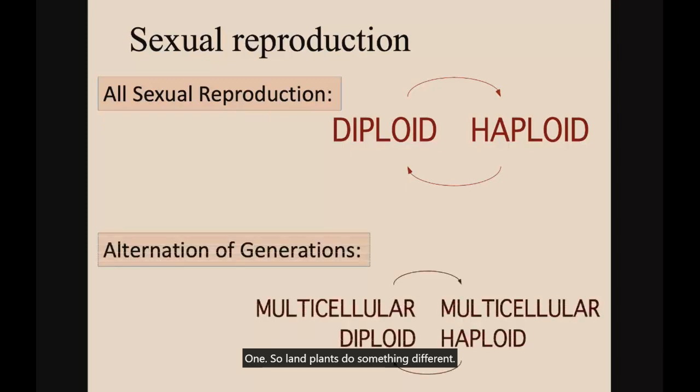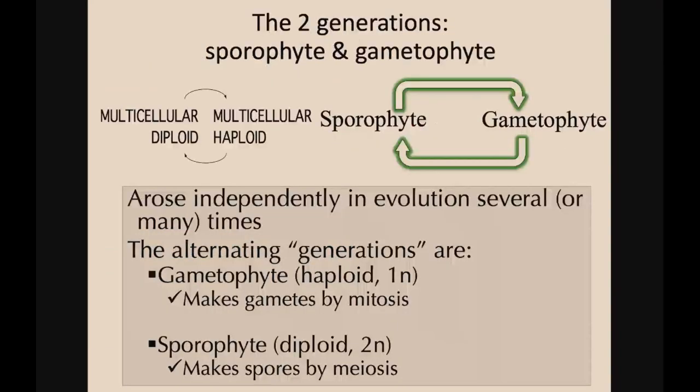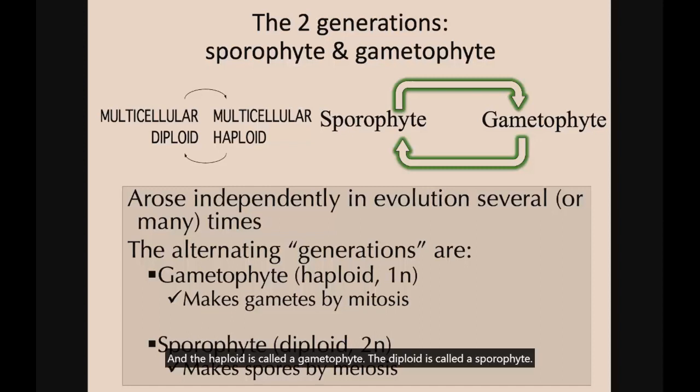So land plants do something different. Land plants have both the diploid and haploid phases multicellular. They're weird. And so alternation of generations is defined as a multicellular diploid and a multicellular haploid phase. This multicellular diploid and multicellular haploid are the two so-called generations in alternation of generations. They have specific names. The diploid is called a sporophyte, and the haploid is called a gametophyte.